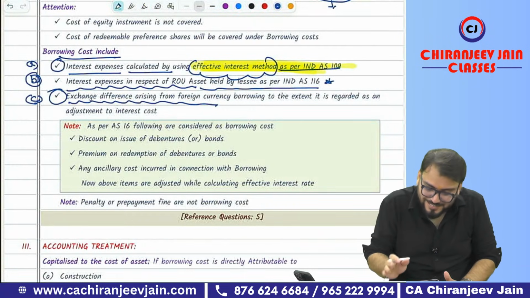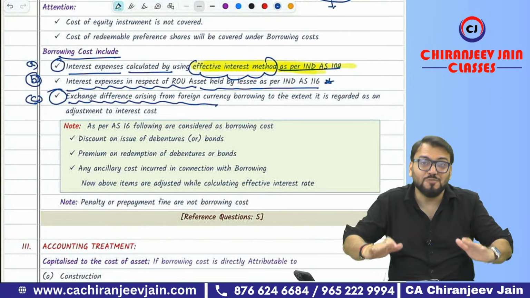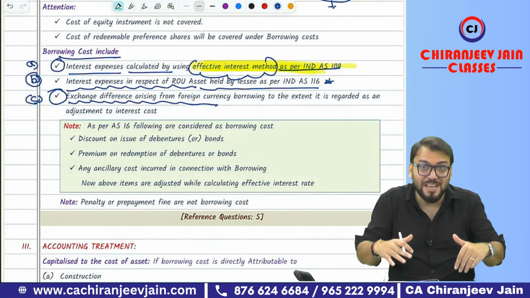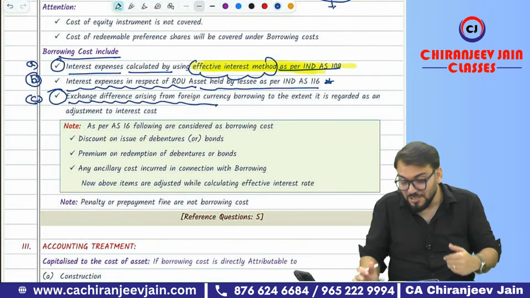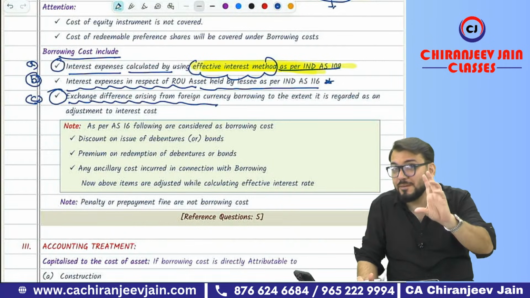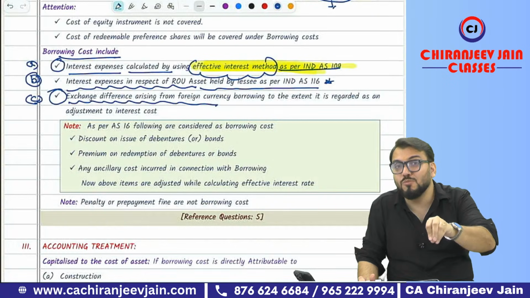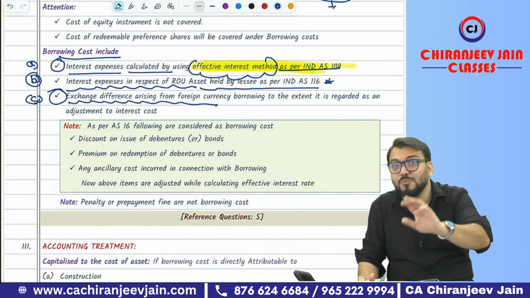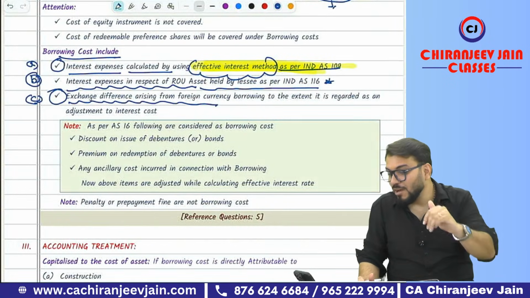So, effective interest method. Actually, I said this entire batch is only for those students who have done their FI study in some previous classes. If you are doing it for the first time, there will be some difficulty, because I don't want to go into the effective interest method right now, since that will take 1 hour. So I just don't want to go.